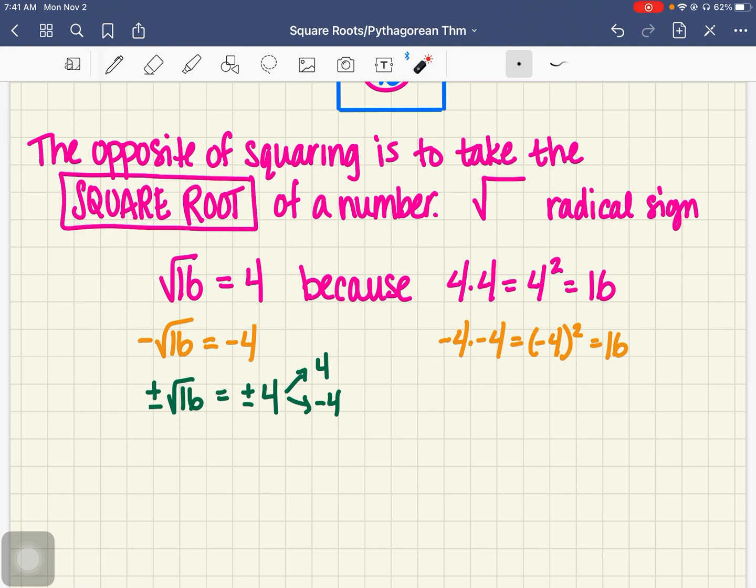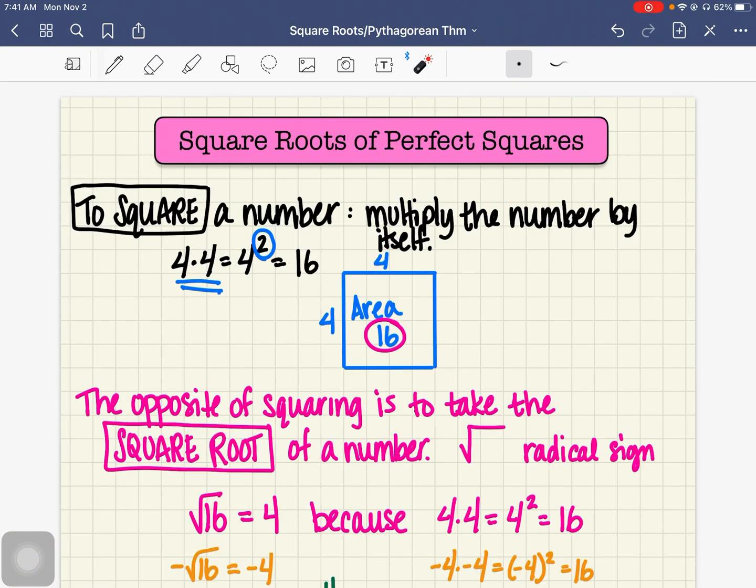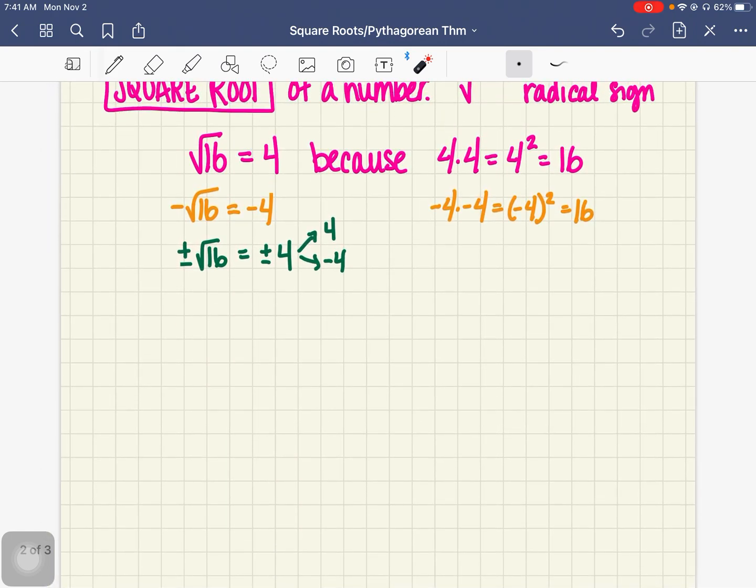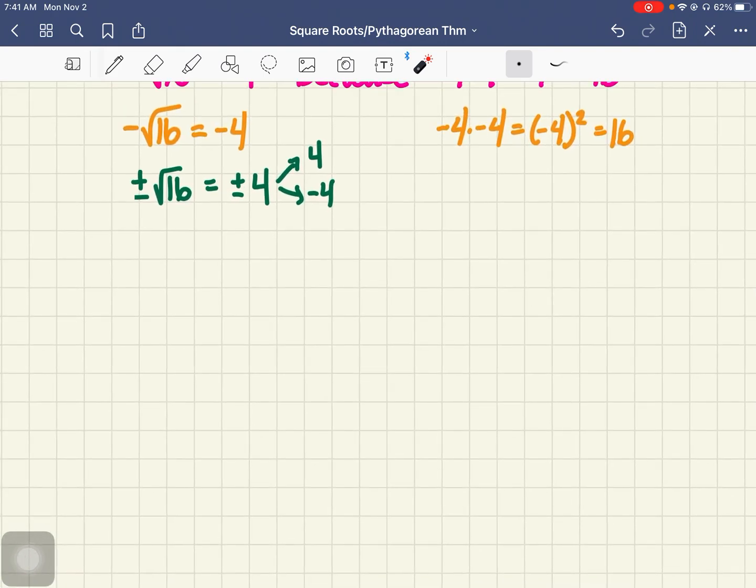Okay, so we've got squaring a number and taking the square root of a number, but our title says square roots of perfect squares. Ms. Perry, what's a perfect square? It's exactly what it sounds like. Perfect squares are numbers. So let me put this on here. Perfect squares.